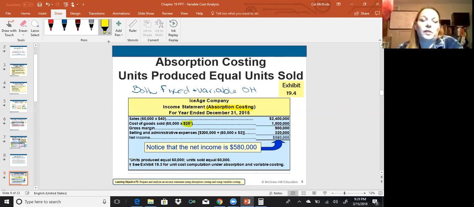So our sales were 60,000 units at $40 each, 2,400,000. Because we sold everything we produced, our cost of goods sold is 60,000 at $25 each. So our gross margin is 900,000. Then all of our selling and admin expenses, so we get net income of 580,000. Now, that's the same number of units produced as are sold.